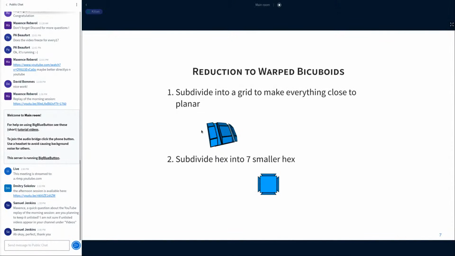And the second step is you take all of your hexahedra and you subdivide them into 7 like so, at the bottom.